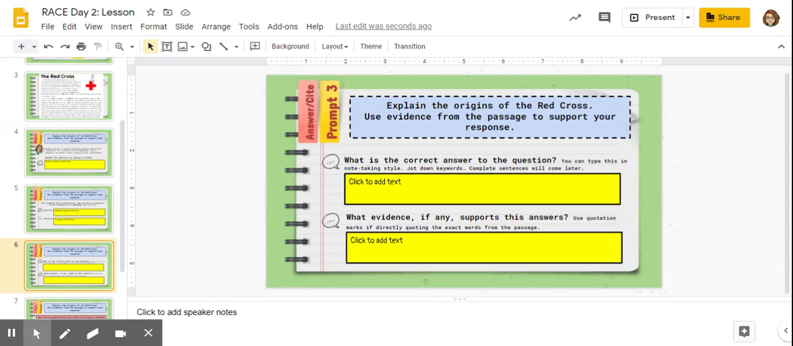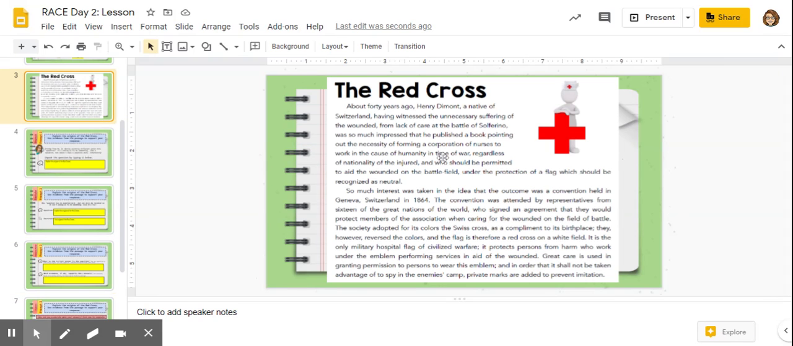Now the second question says, what evidence, if any, supports this answer? Where you find the answer to this question, what's the correct answer to the question, grab some evidence too. Same thing. You can pull a quote or you can paraphrase from this paragraph. You're going to do that on your own.